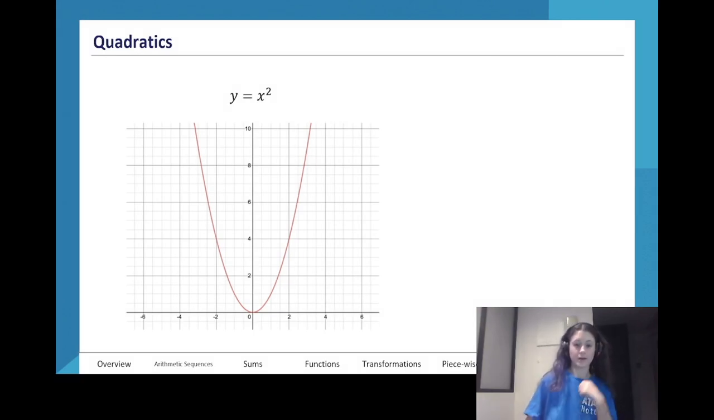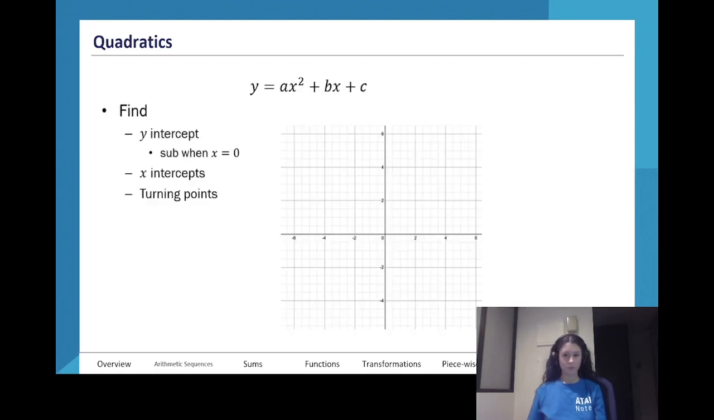Now we are getting onto quadratics. So this is the basic form of the quadratic. Now, of course, you guys know that there are different parameters for quadratics. So, as you can see here, the general form is y equals ax squared plus bx plus c.